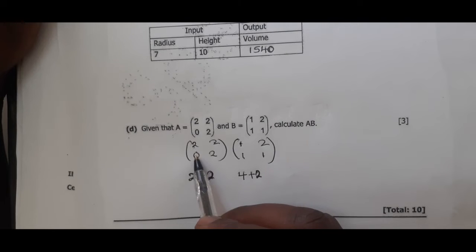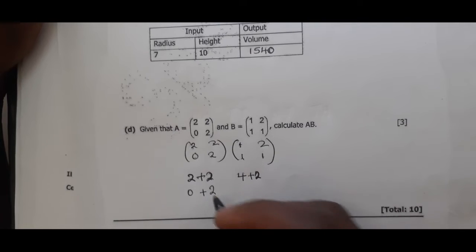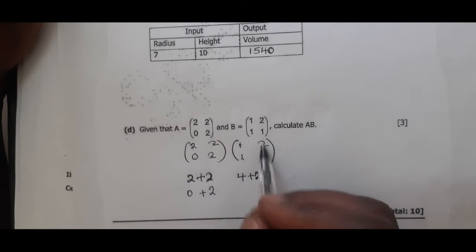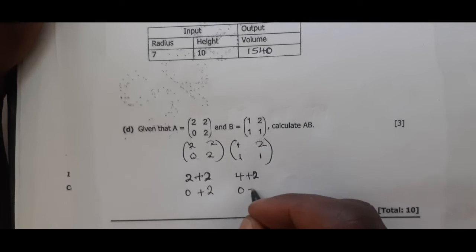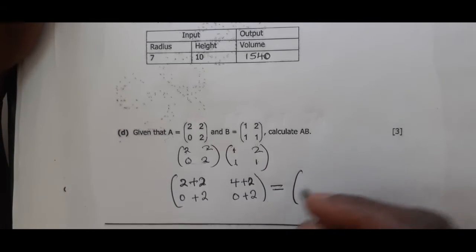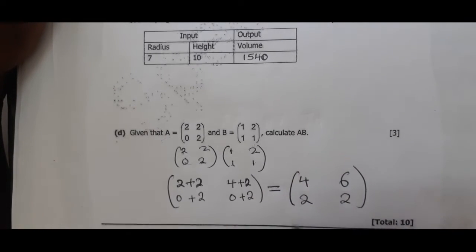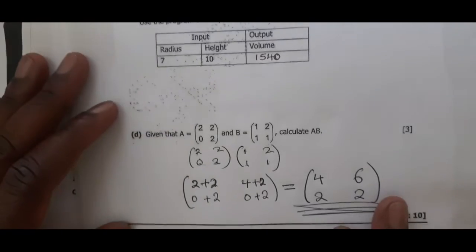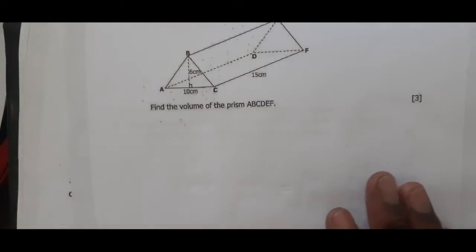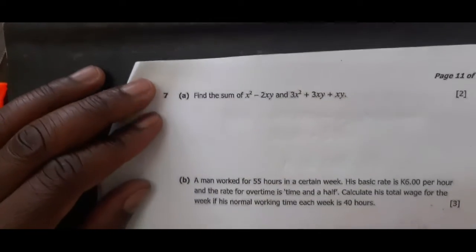We come to the second row. 0 multiplied by 1, we get 0, plus 2 multiplied by 1, we get 2. We come to this row by the second column. 0 multiplied by 2, we get 0, plus 2 multiplied by 1, we get 2. Then we can find the final answer now, which is going to be 4, 6, 2, and 2. This is what we're going to get. So we can go to question 7.